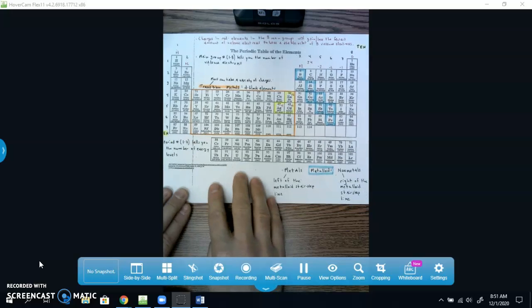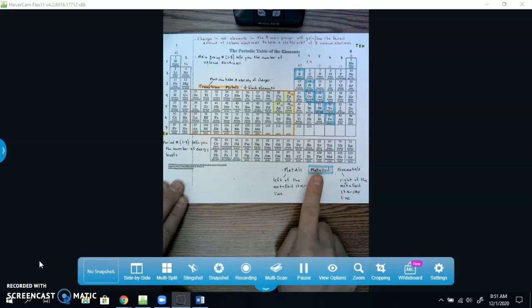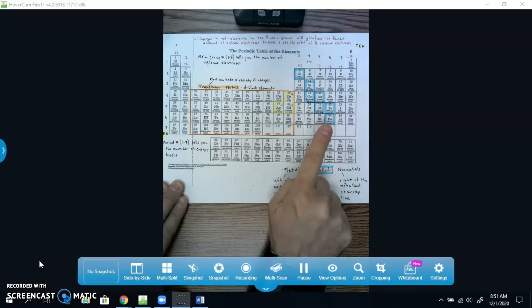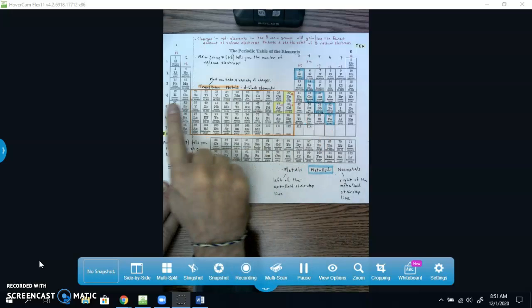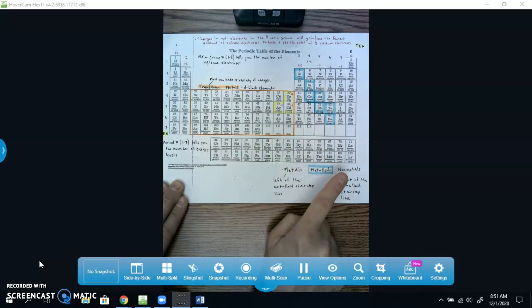All right, we've also learned that metalloids divide the left and the right side of the periodic table. So we've got the metalloid stair-step line right here. Looks like there are about 8 metalloids on there. To the left of the metalloid stair-step line, we've got the metals, and to the right of the metalloid stair-step line, we've got the non-metals.